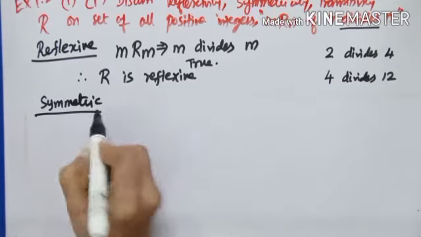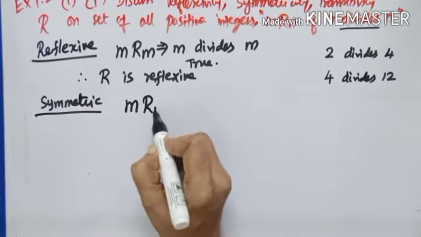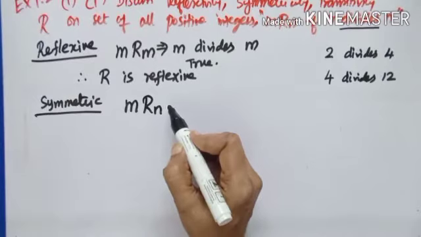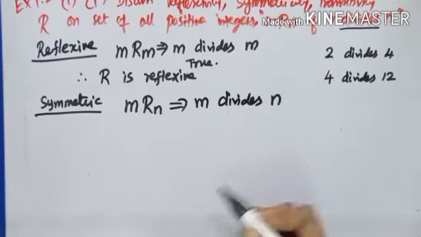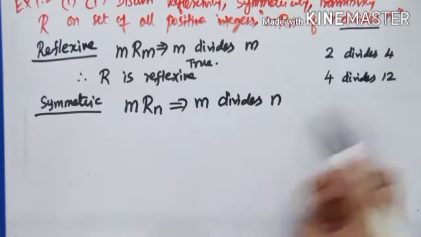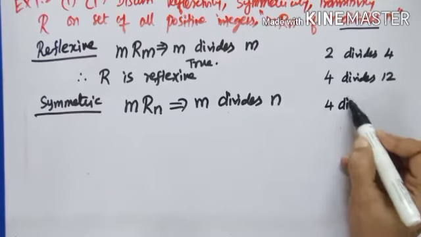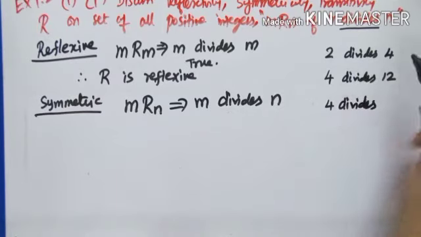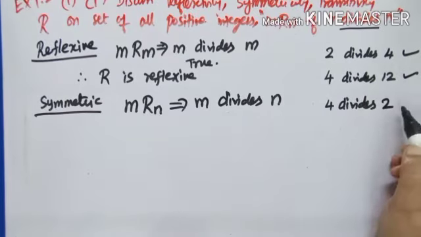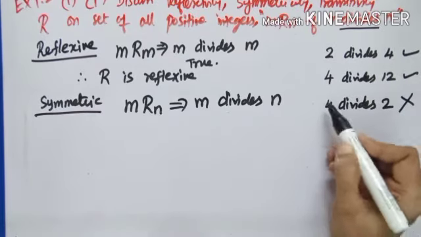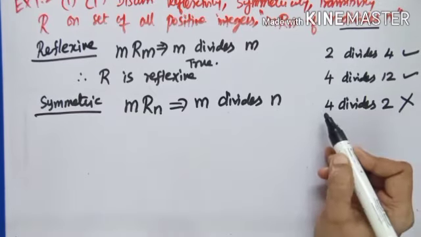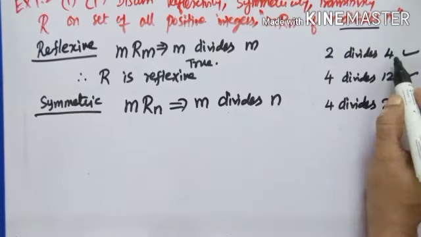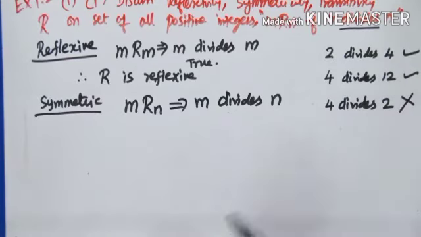The next idea, symmetric. What is the formula? If M is related to N. What is the M related to N idea? M divides N. Like 2 divides 4. Can I say 4 divides 2? 2 divides 4 is correct. 4 divides 12 is correct. 4 divides 2, is it correct? No, wrong, because this is bigger and this is smaller. I will get a fraction, that is wrong. 2 is not a multiple of 4. So 2 divides 4 does not imply 4 divides 2.